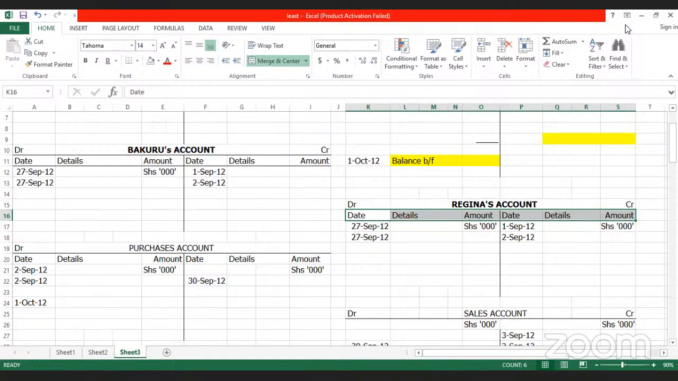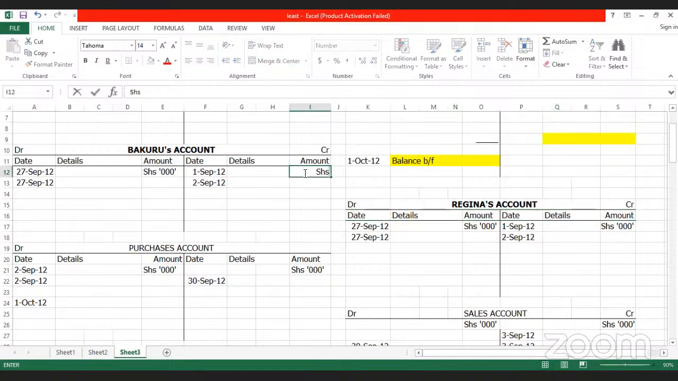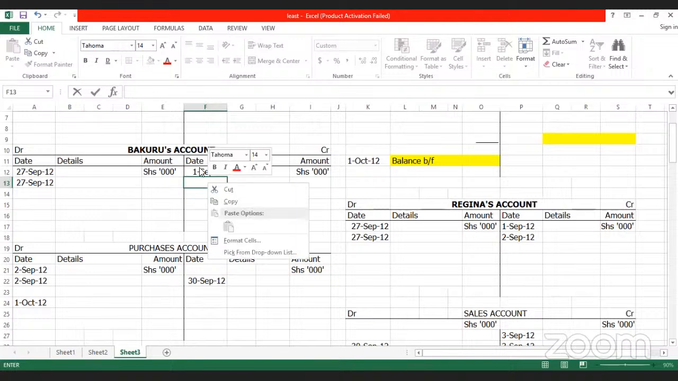So let us first enter the liabilities for Regina and Vapuru. We should credit them, because these are liabilities to the business. So I'll first enter those opening balances. How much is the balance of Vapuru? 1,200.